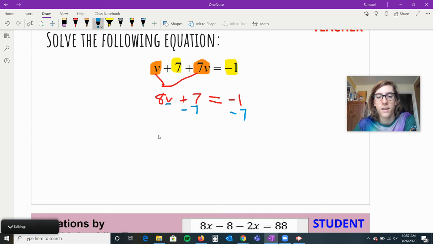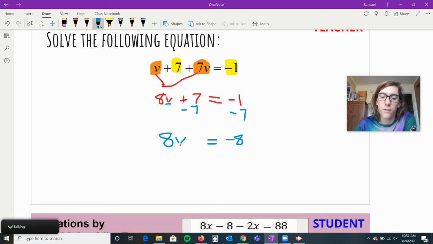7 minus 7 is 0. We got 0 over here. And then an 8v is left over. We didn't touch that. Equal sign drops down. -1 minus 7. It's going to be 7 further into the negatives, right? So it should be at a -8.